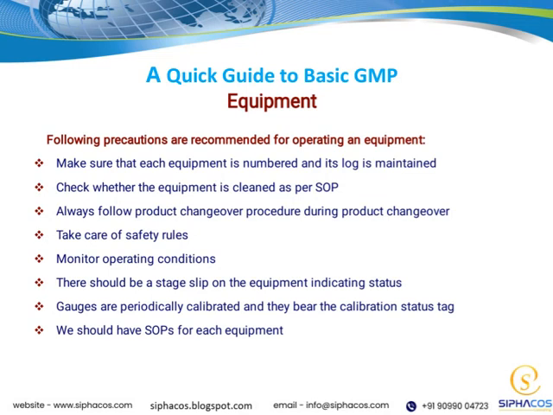Let's take a quick look at a guide to basic GMP, or good manufacturing practices. This slide highlights some key points that are essential for maintaining quality and safety in our manufacturing processes. First, GMP is all about ensuring products are consistently produced and controlled according to quality standards. It's the foundation that helps us prevent contamination, mix-ups, and errors.